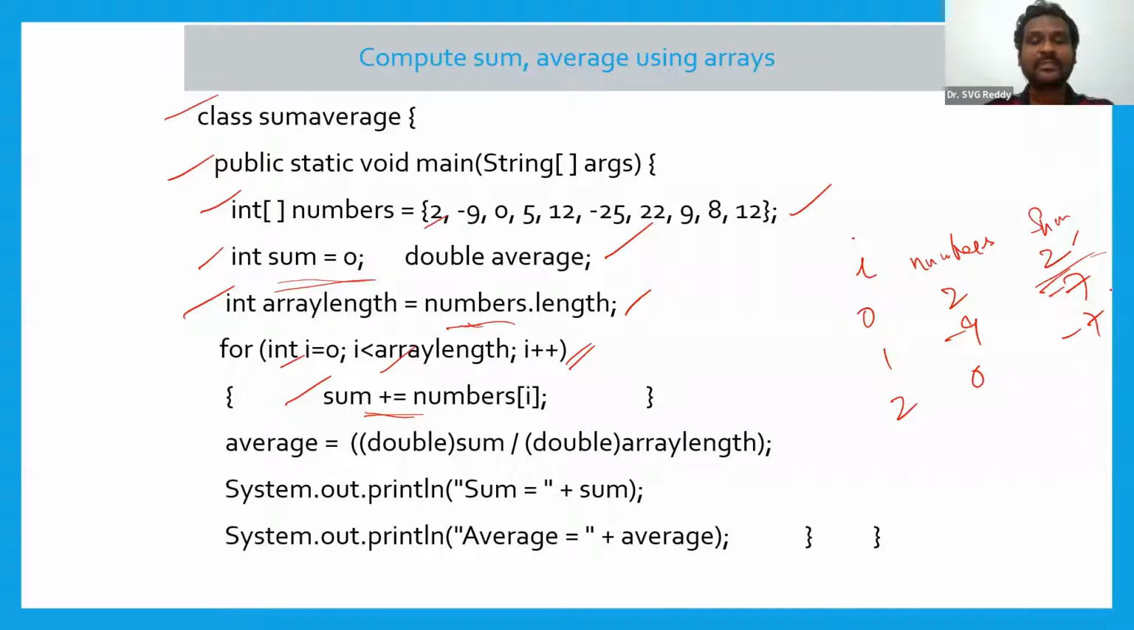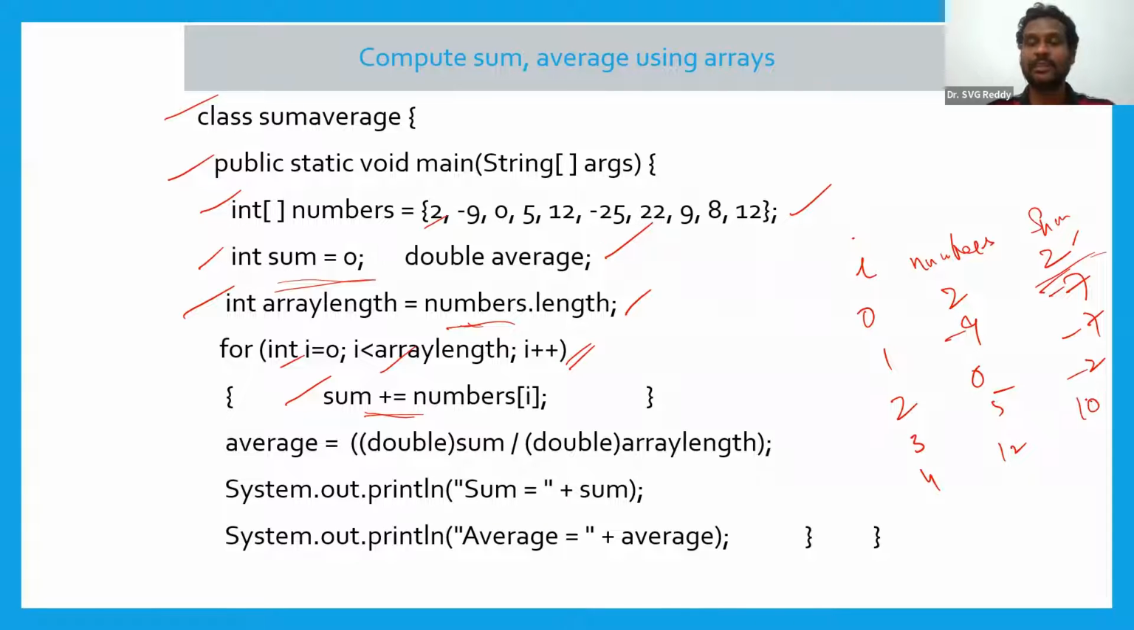And then i is 3 now. 3 less than 10, that's fine. Numbers of i is what? 5. So minus 7 plus 5 is minus 2. And i is incremented again, so 4. 4 less than 10. So sum is equal to sum plus numbers of i. What is numbers of i now? 12. So minus 2 plus 12 is 10.